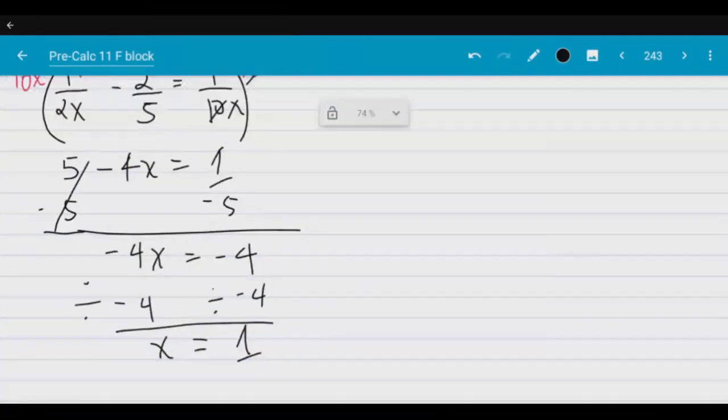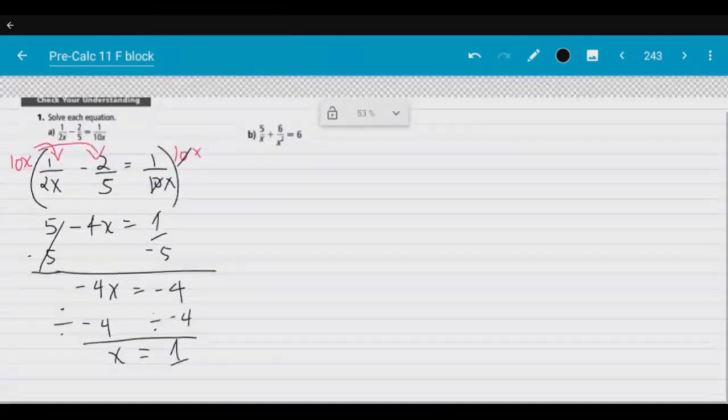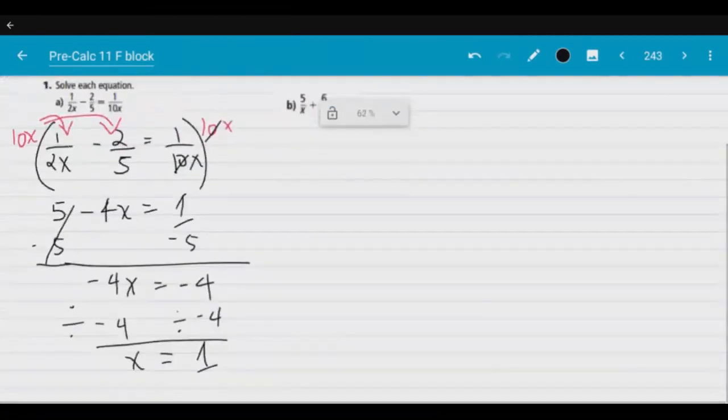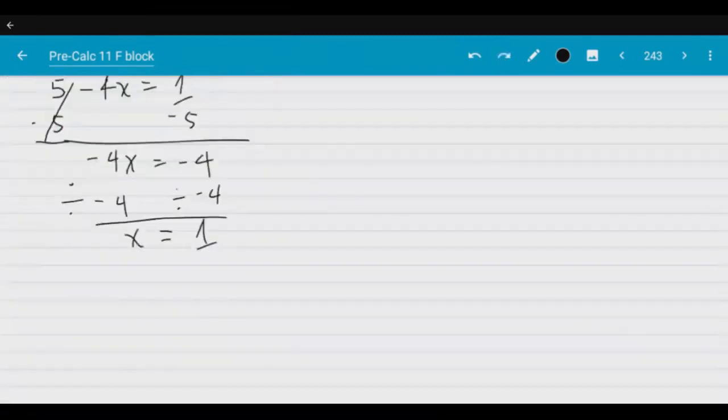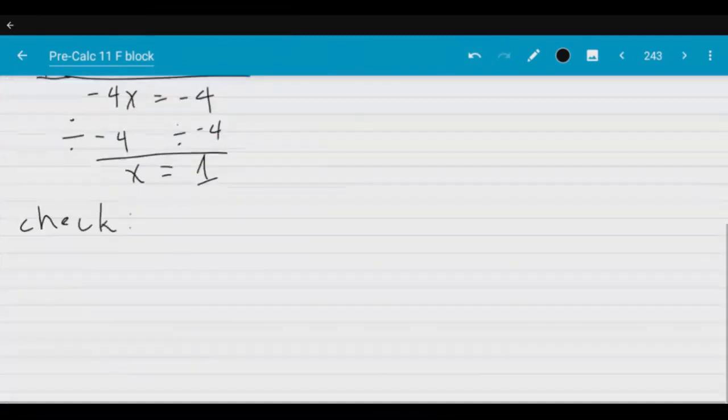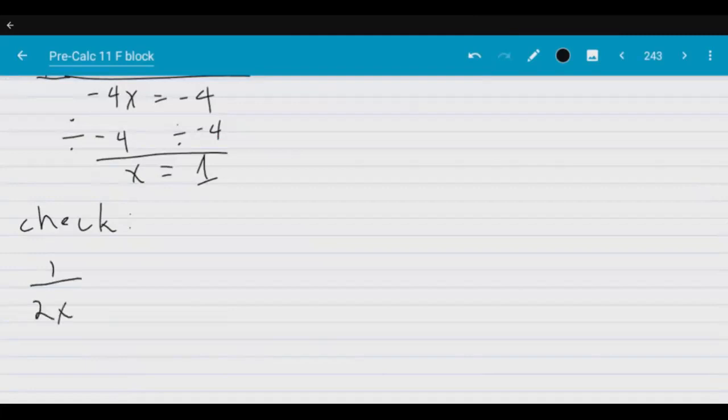Now, guys, it is always important for you to do the check part. So just remember, this is the question. Let's see if we plug it in and if it works. Check. The question was 1 over 2x minus 2 over 5 is equal to 1 over 10x.